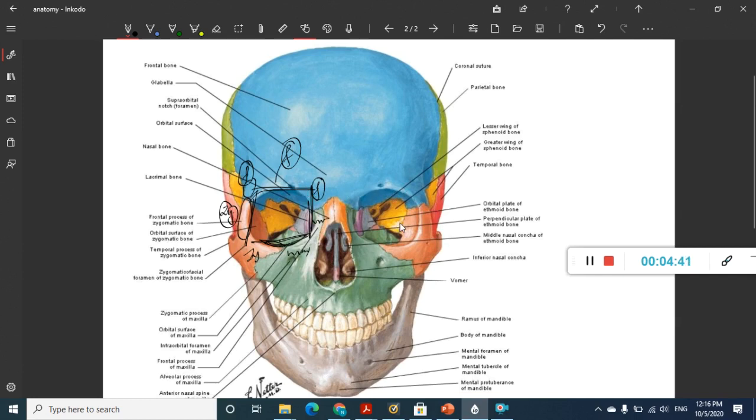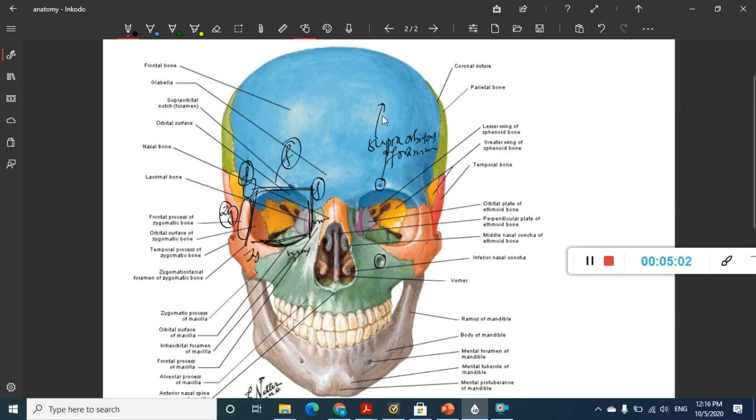Now, having seen the boundaries of the orbit, you see two foramina on the upper and lower parts of the orbit. So this is one foramen, this is the other foramen. What is this foramen called? This is called the supraorbital foramen. This supraorbital foramen transmits the supraorbital nerves and arteries.